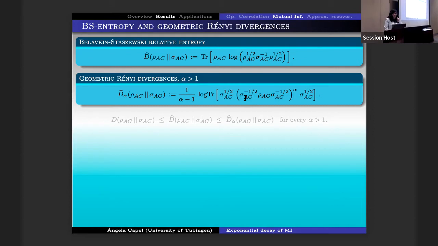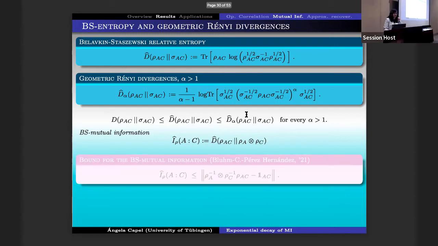And geometric Rényi divergences, which are given by the expression that I write here for every alpha greater than 1. And we know that this inequality holds between the quantities we're considering here. So the relative entropy is always upper bounded by the BS entropy, and this is also upper bounded by any of the geometric Rényi divergences because they are monotonically increasing. And actually, if you remember, we defined the mutual information from the relative entropy, so one can do essentially the same for the BS relative entropy and for the geometric Rényi divergences. In particular, one can define the BS mutual information in this form.